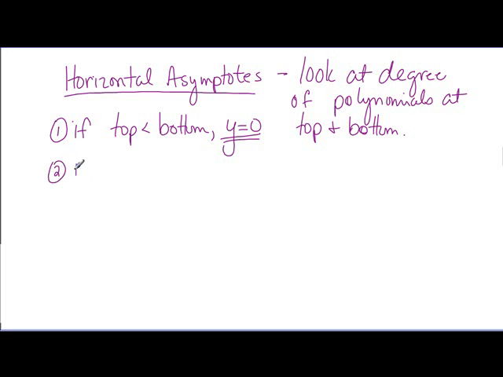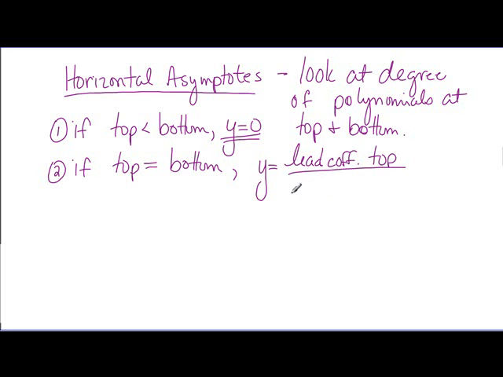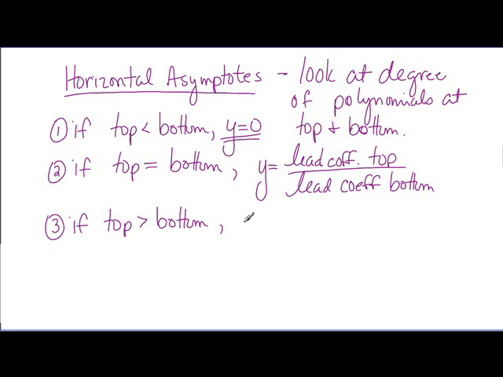If the degree of the top is equal to the degree of the bottom, then your horizontal asymptote is going to be the equation y equals the lead coefficient of the top over the lead coefficient of the bottom. Of course, if that reduces, you'd want to reduce that. The third possibility is that the degree of the top is greater than the degree of the bottom. In that case, there is no horizontal asymptote.